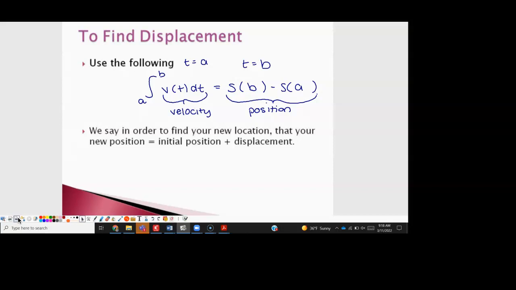So we say in order to find your new location, your new position is equal to initial position plus displacement. So that's a transformation of this formula: S of B equals S of A plus the integral from A to B of V of t dt. And that's just like that one problem. Yep, it's IVP, it's FTC, it all blurs and flows together.